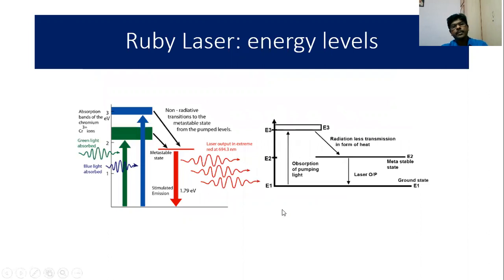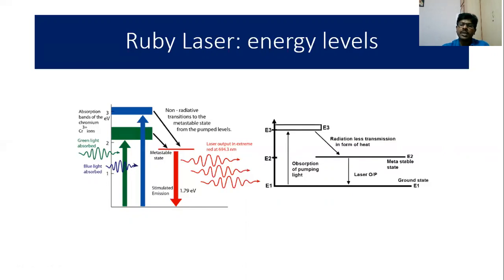This diagram is about the energy level of Ruby laser. As you would see, it has got three energy levels, E1, E2 and E3, E1 being the ground state. E2 and E3 are not discrete energy levels, these are band structure. E2 is about 14 angstroms and E3 about 800 angstroms. It is seen that E2 over here is a metastable state.